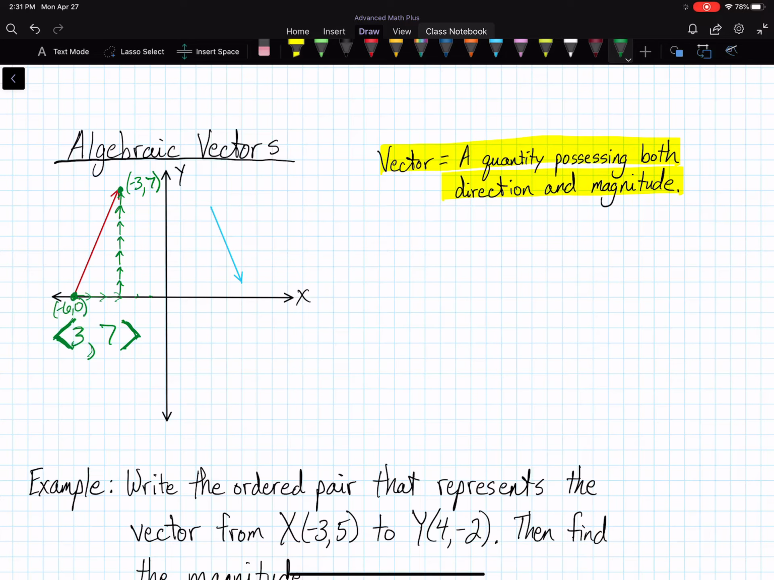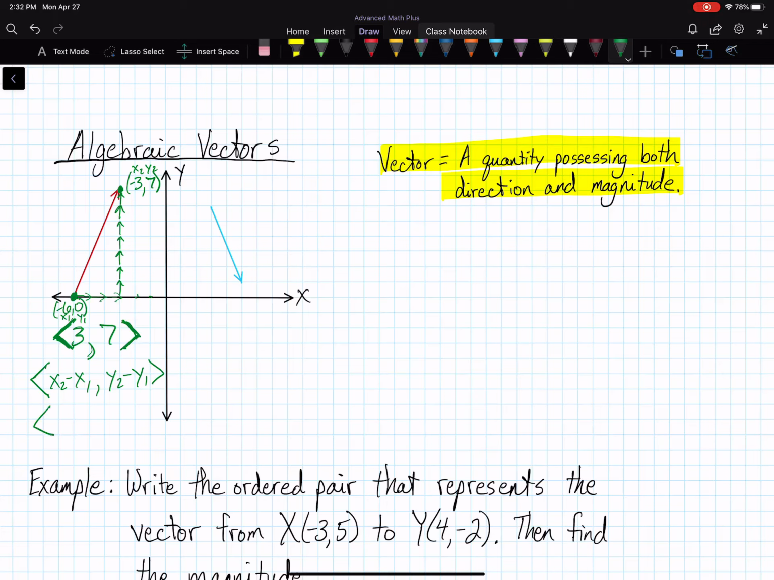Now, you always subtract your starting point from your destination. So our starting point was down here at (-6, 0), and we ended up at (-3, 7). So to get that, we subtract, this is x1 and y1, those are our first point. This is x2 and y2 up here. And so to get this, we are going to say x2 minus x1 and y2 minus y1. And basically, you just do subtraction.